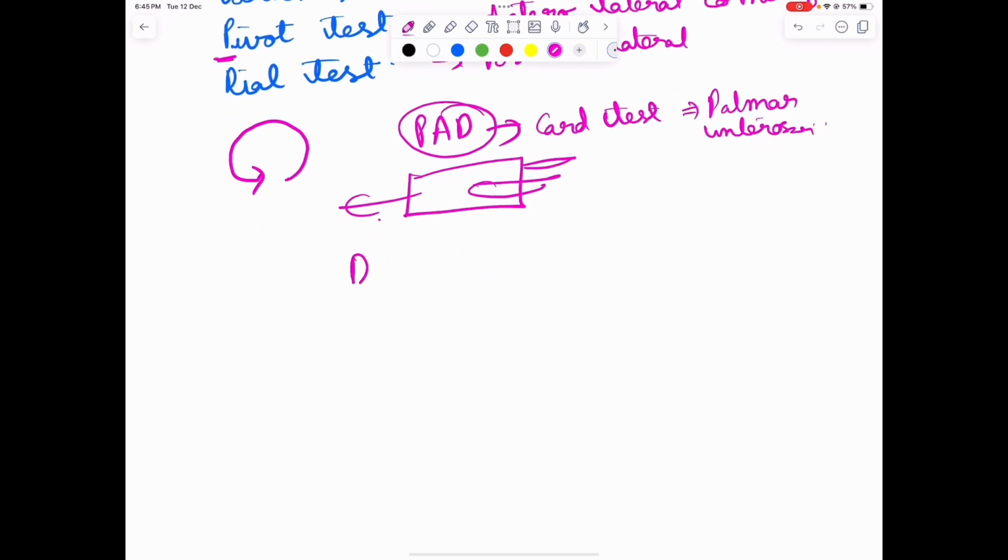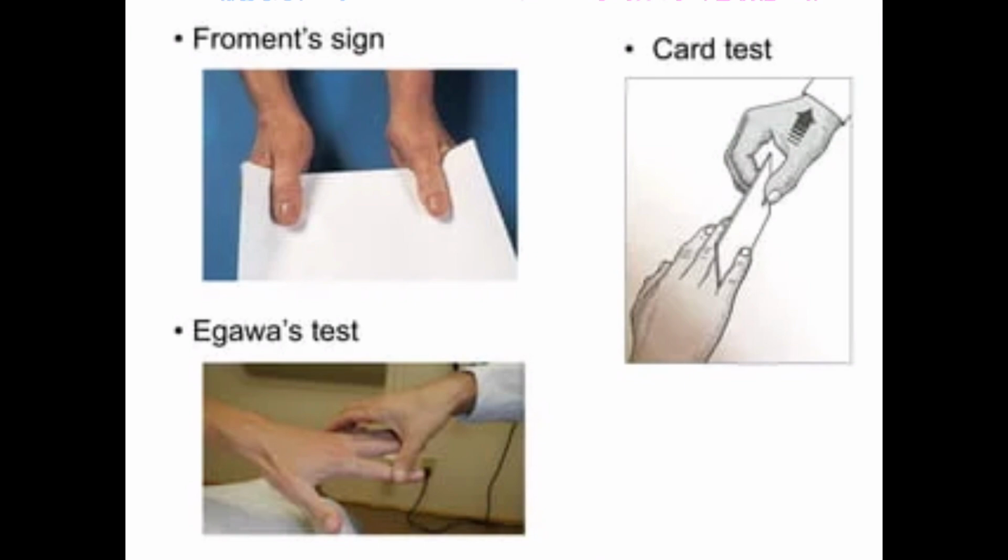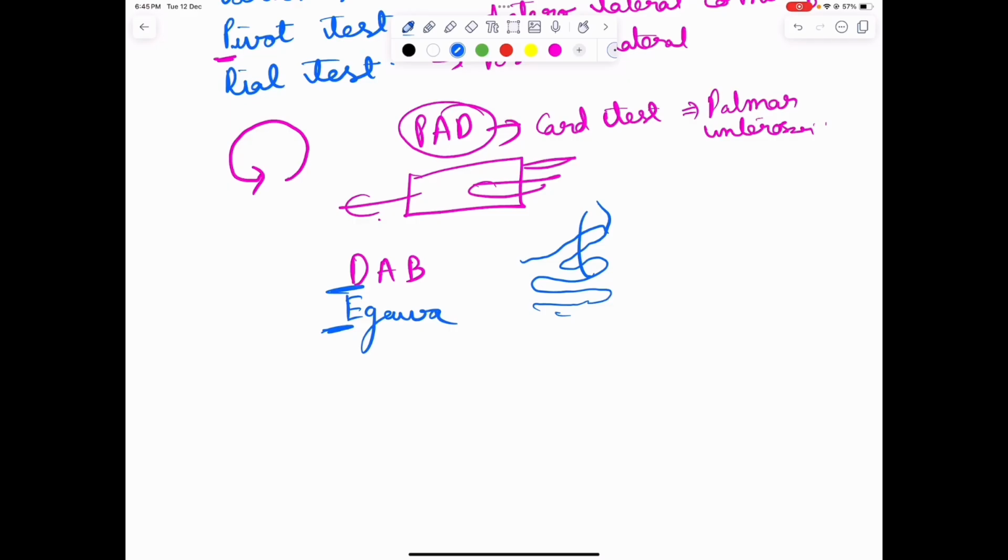Now for dab, we have Igawa test. Remember, dab, Igawa, DE. So what we do, we ask the patient to bring the fingers close, and then we put our hand opposingly, and then we ask them to expand their fingers. And if they are not able to expand, then this is known as Igawa test. It is done for dorsal interossei, which does abduction.